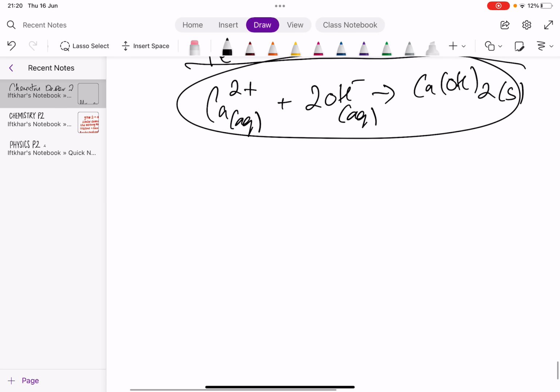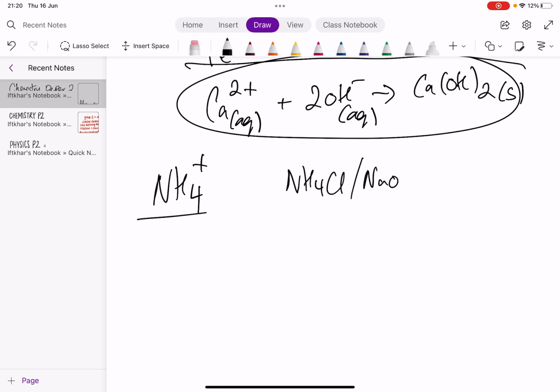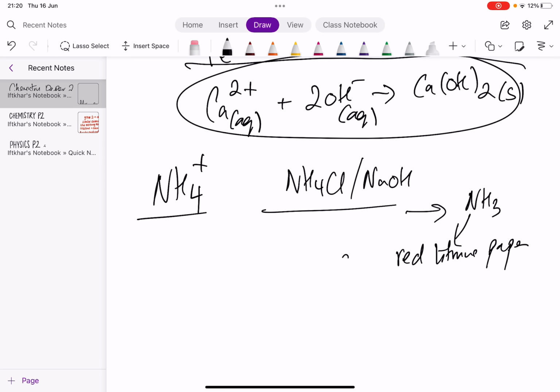Now, the other test you need to know is for ammonium ion. You take a solution of ammonium chloride or solid ammonium chloride and add some sodium hydroxide to it in a test tube. This will give off ammonia gas, and you will test ammonia gas with red litmus paper. You will use damp red litmus paper at the mouth of the test tube, and that will turn blue. Ammonia is an alkaline gas.